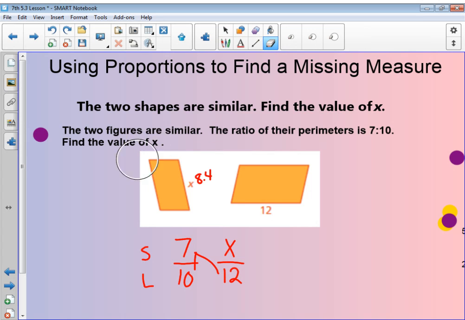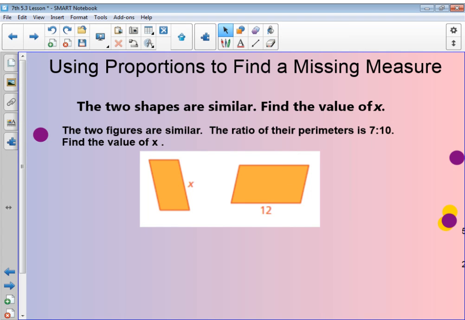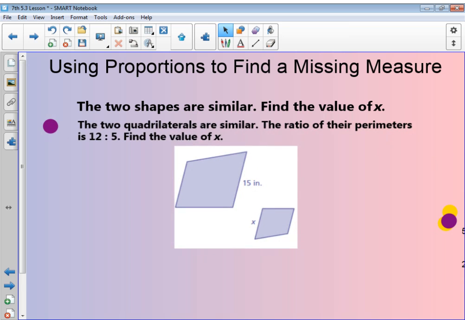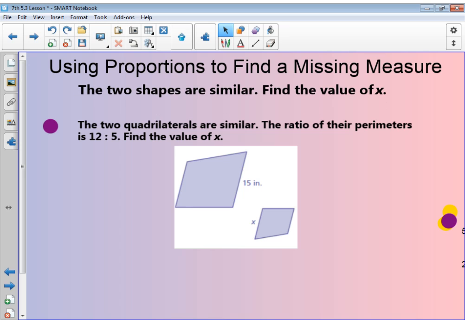So I'm going to give you guys one to try. Go ahead and try this one. Pause your video and work your way through this one, and then start it back up to check your answer.